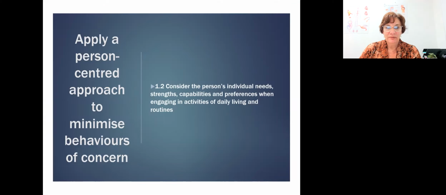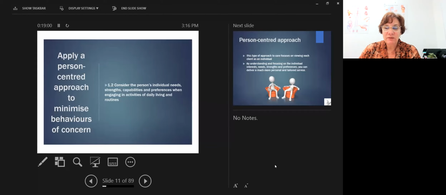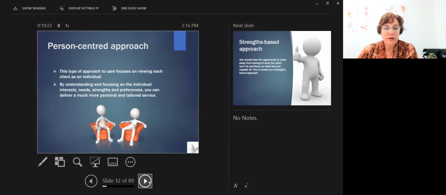So when we try to establish some plans for people to manage behaviors, we also have to consider the individual needs, their strengths and their capabilities and preferences when engaging them in activities of daily living. In everything we do for them, we always have to make sure that we consider them as the most important person in the plan, and that everything is according to their needs, their strengths, their preferences.